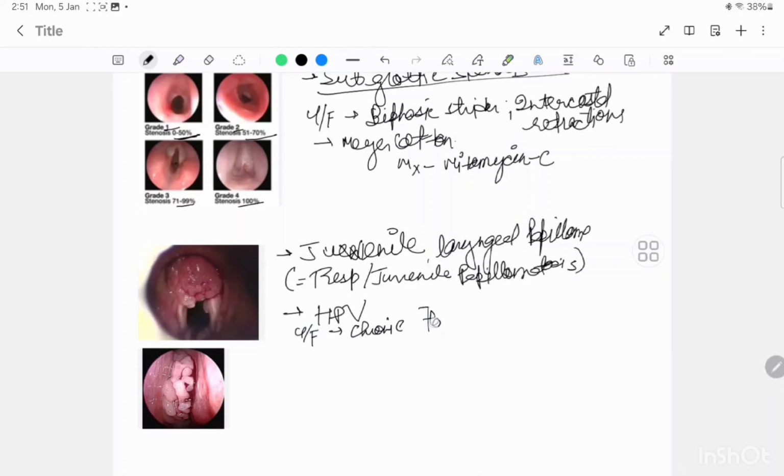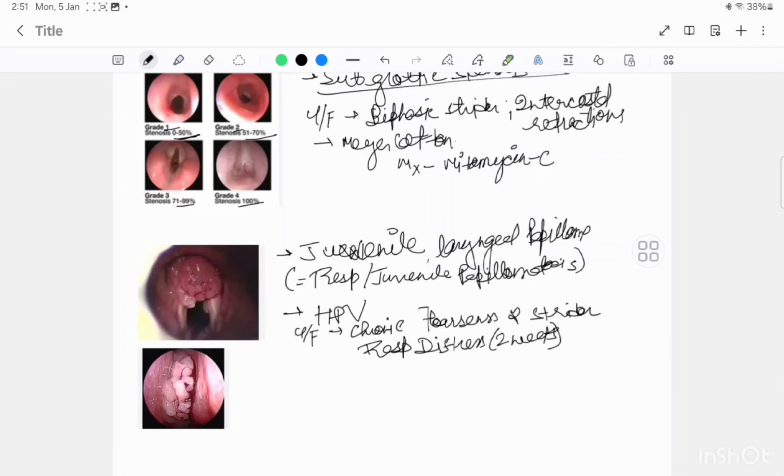Chronic hoarseness and stridor, and respiratory distress occurs after 2 weeks. So this is juvenile laryngeal papilloma.